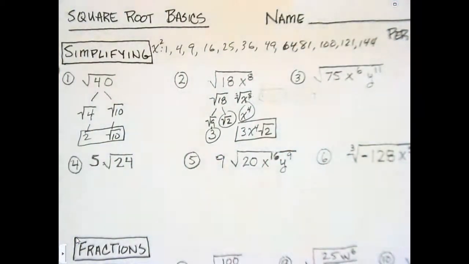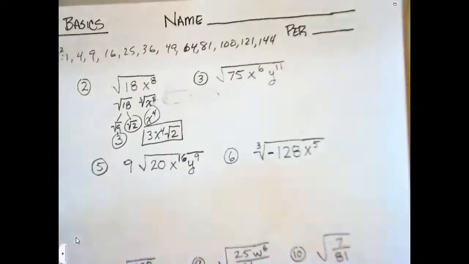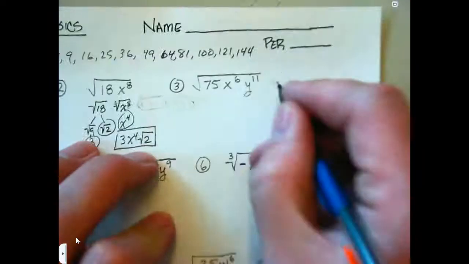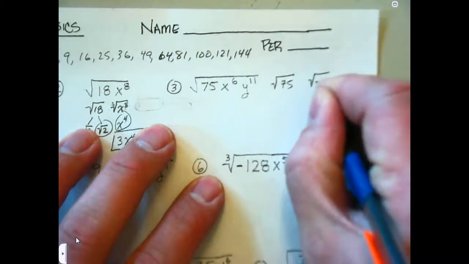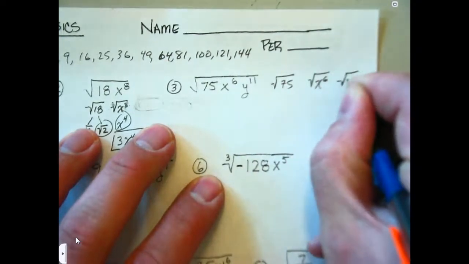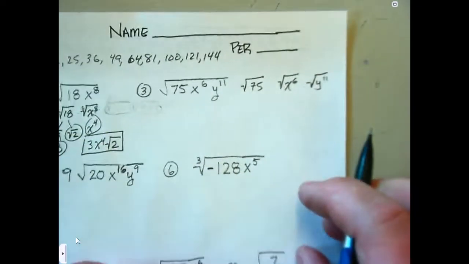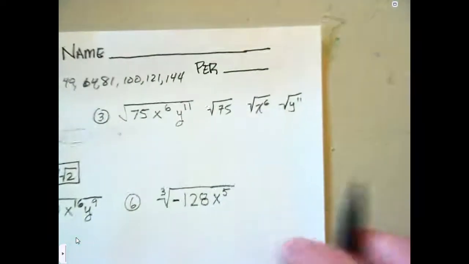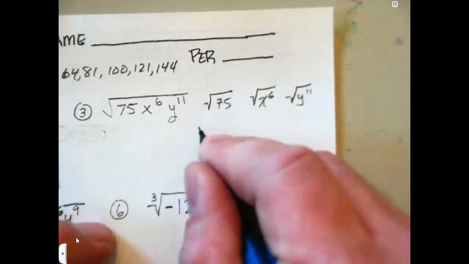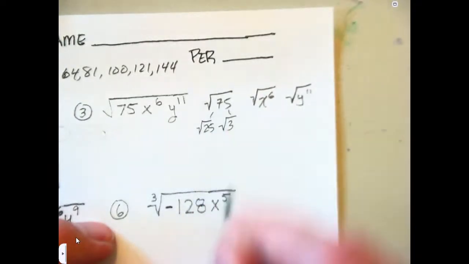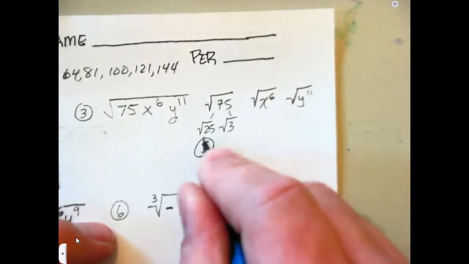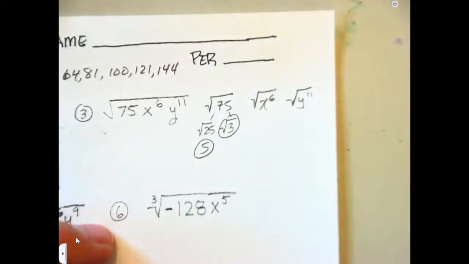All right, hey, really good discussion there. First thing I'm going to do is break this all apart. Okay, and root 75, that's root 25 by root 3. And root 25 is 5. Root 3 can't be simplified, so we're done with that.